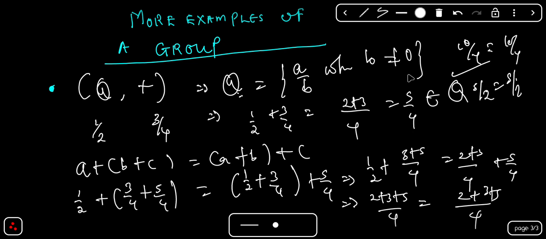So the next one will be the identity element. What will be the identity element? What are you going to add together in the set of rational numbers that will give you that same number? Let's check. Let's clean this part.